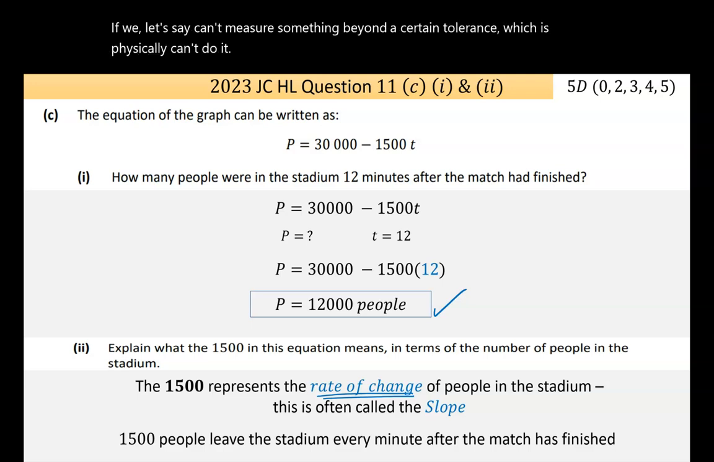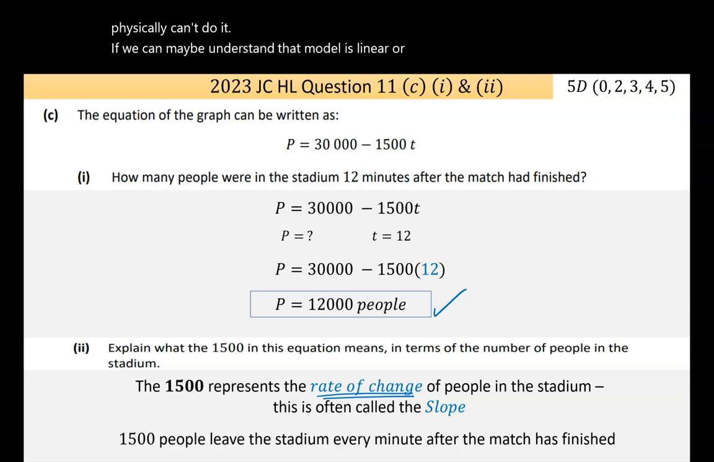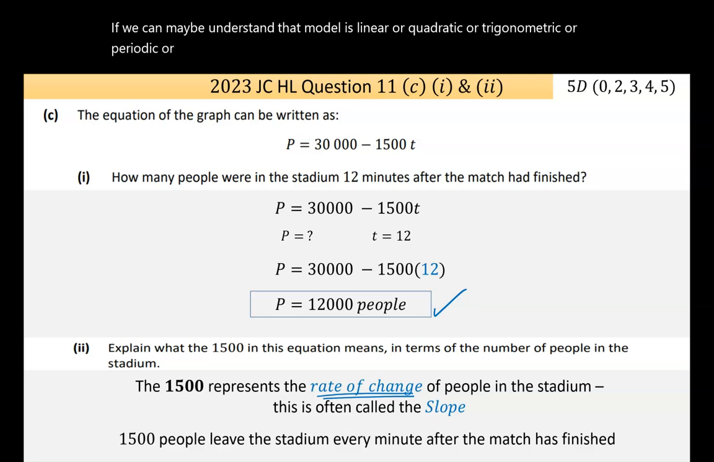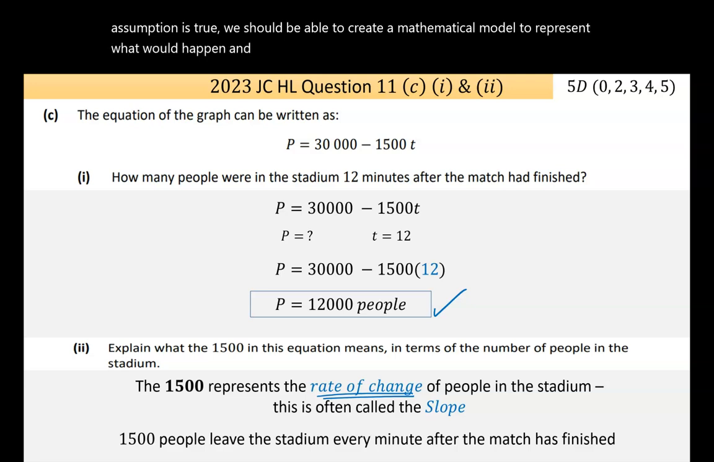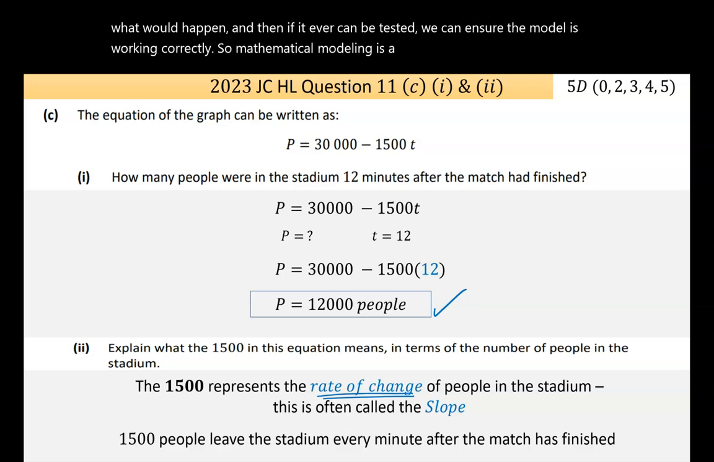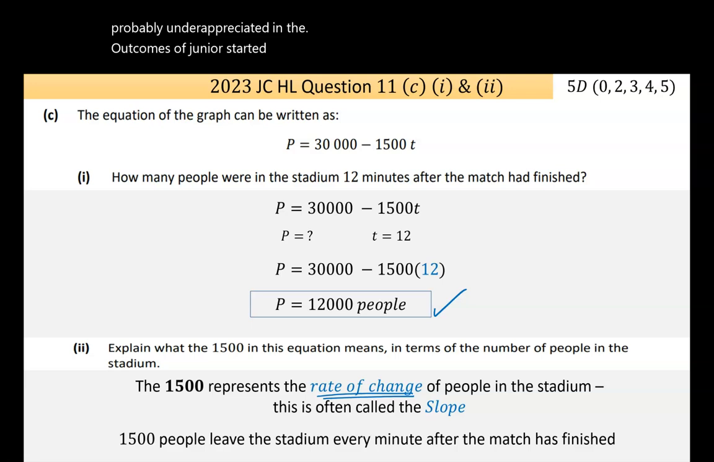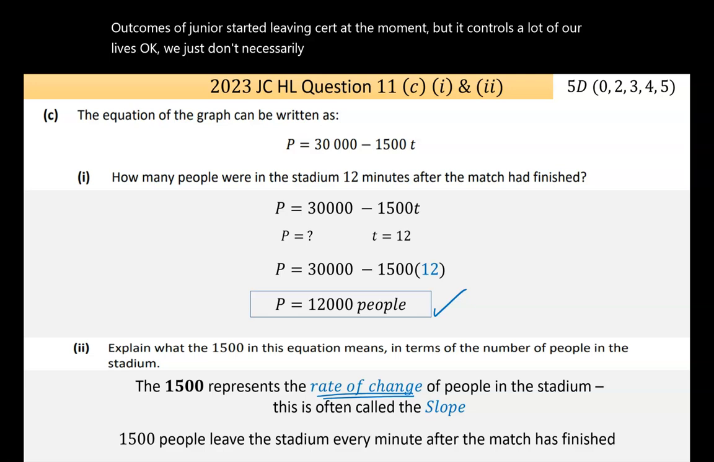If we can't measure something beyond a certain tolerance, we just physically can't do it. But if we can understand that the model is linear or quadratic or trigonometric or periodic or whatever, following a pattern that we can't test, then if the assumption is true, we should be able to create a mathematical model to represent what would happen, and if it ever can be tested, we can ensure the model is working correctly. So mathematical modeling is a huge area of maths and science that is probably underappreciated in the learning outcomes of junior cert and leaving cert at the moment, but it controls a lot of our lives. We just don't necessarily realize it.